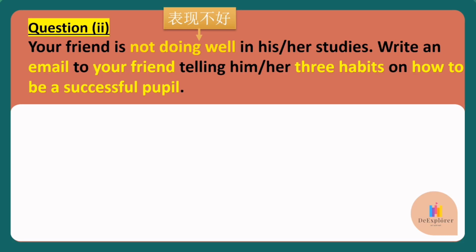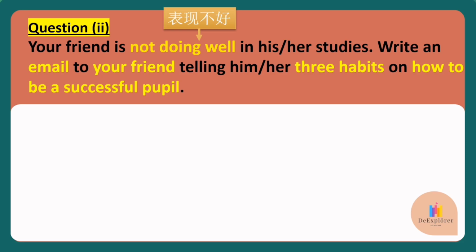Okay, 在考试表现不好, 还是他在读书考试表现不好? So what must you do? Write an email. So email is the format. So underline email, format of your essay is email. To who? Your friend. So please underline friend. Can be a boy or a girl. Okay, because you have the word him or her.